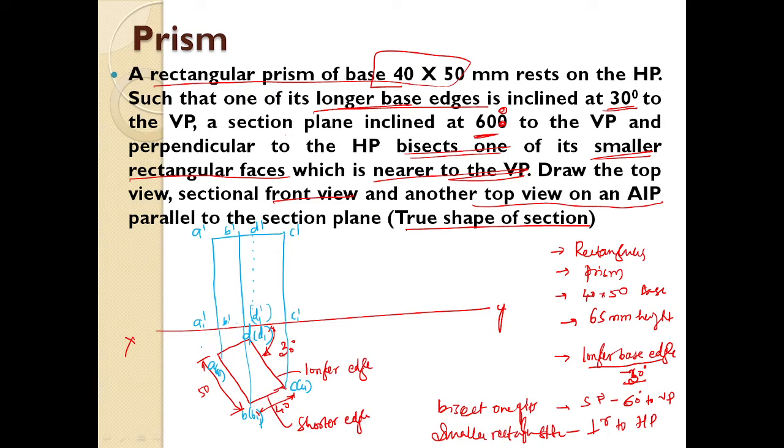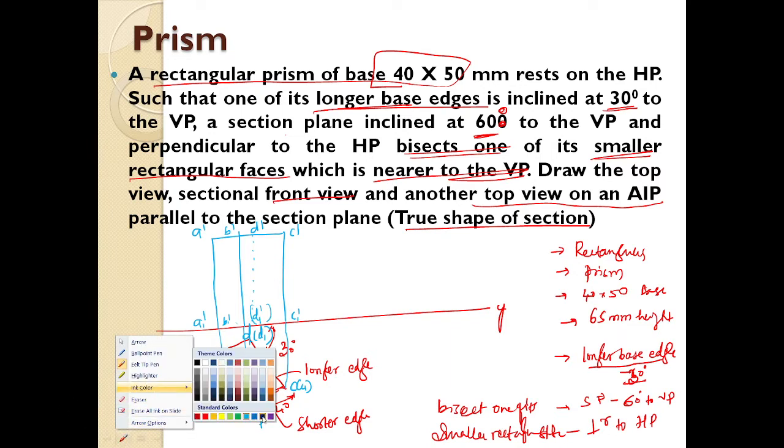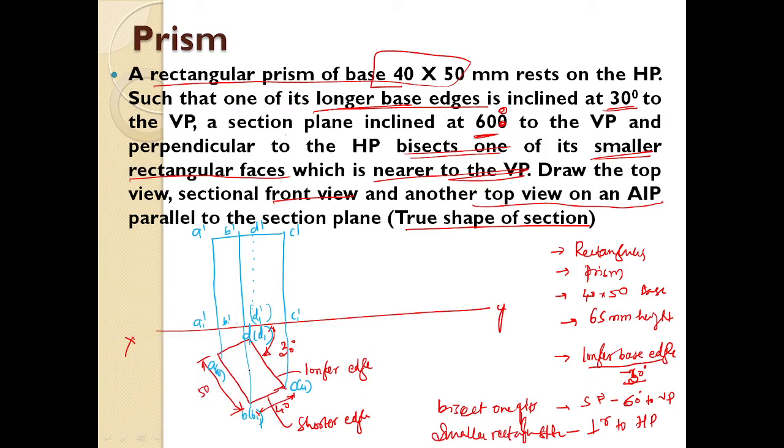What is the next? A section plane is going to pass through the midpoint of a shorter edge, which makes an inclination of 60 degrees to VP. Now this is a smaller rectangular surface.